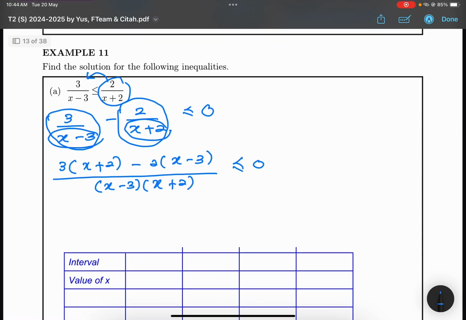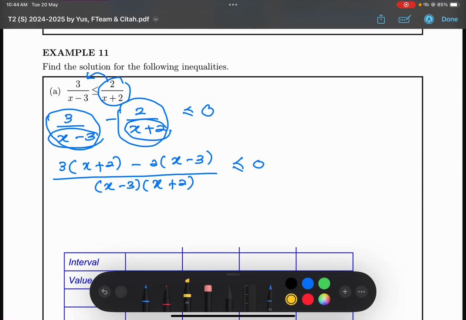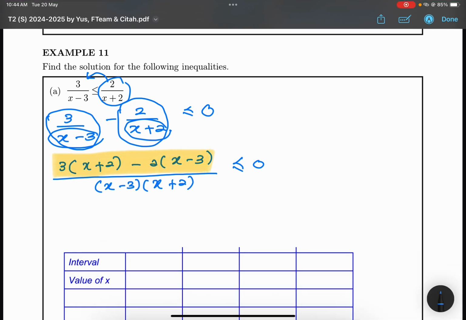Tak perlu pun. Once you dah samakan penyebut, biarkan denominator dalam keadaan factor. Okay, so now macam biasa expand and tambah tolak apa yang perlu dibuat untuk bahagian atas. Macam biasalah, expand and tambah tolak, simplifykan dia. So selepas simplify, you supposedly get x plus 12 over x minus 3 times x plus 2, less than or equal to 0.